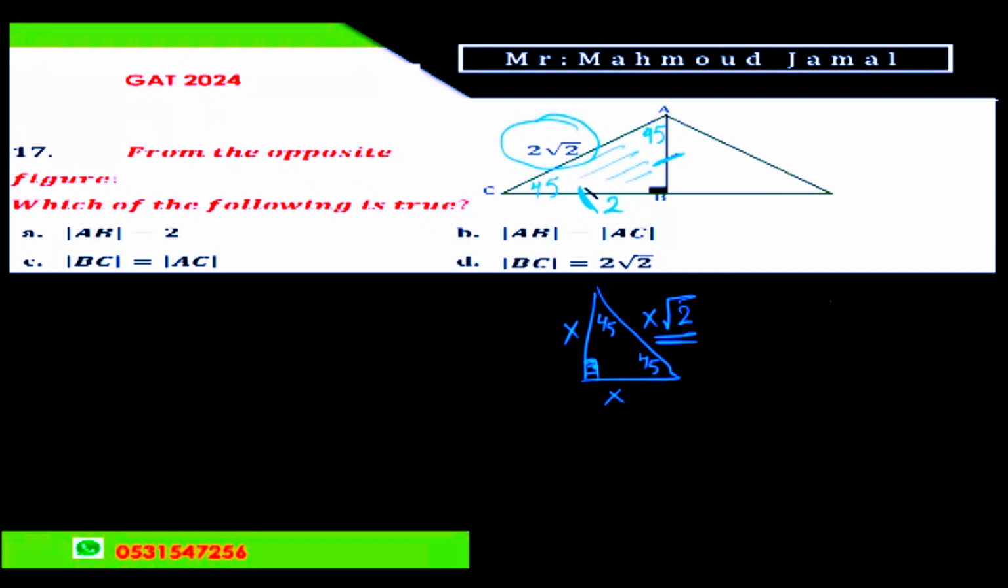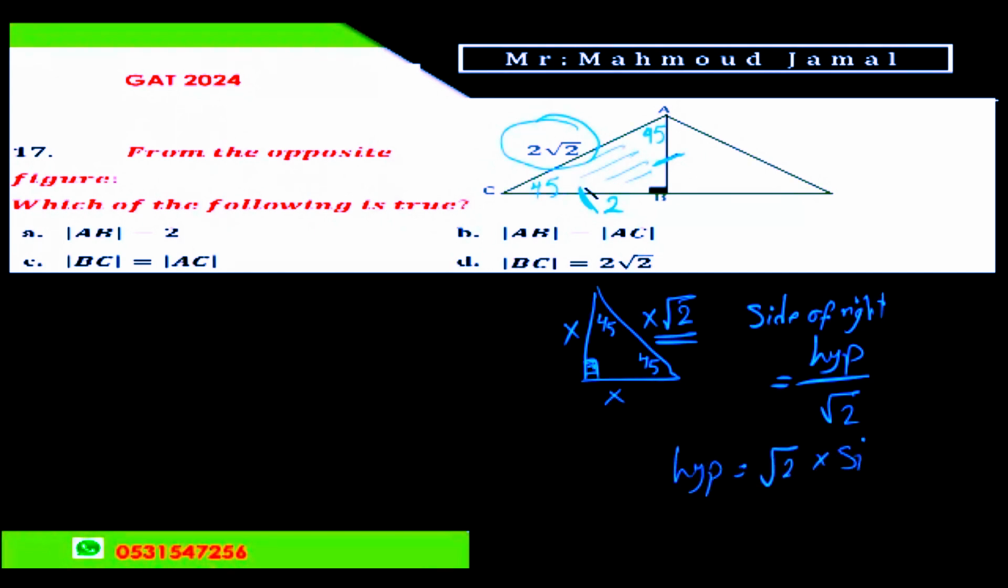Just as we explained, if we want the side of the right angle, it equals the hypotenuse divided by root 2. And if you want the hypotenuse, it will be root 2 times the side of the right angle. Okay? I want to find the side now, so I have to divide the hypotenuse by root 2. It's going to be 2. This is 2 and this is 2. That's meaning AB is 2 and this is the correct one. But AB does not equal AC. BC does not equal AC. BC does not equal root 2. The correct one is AB equals 2. Okay?